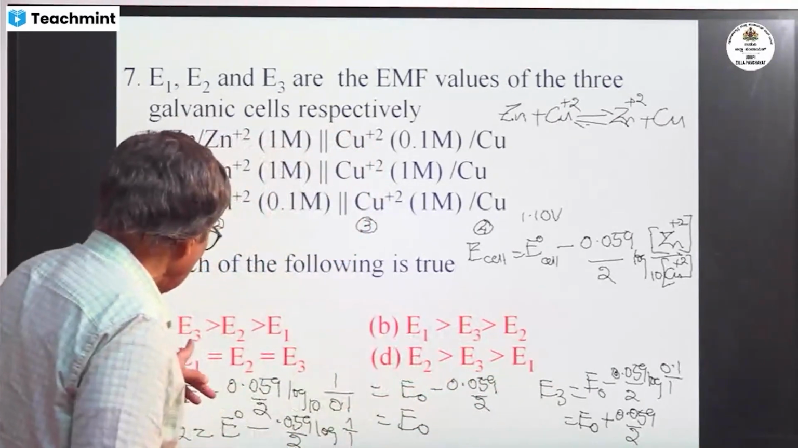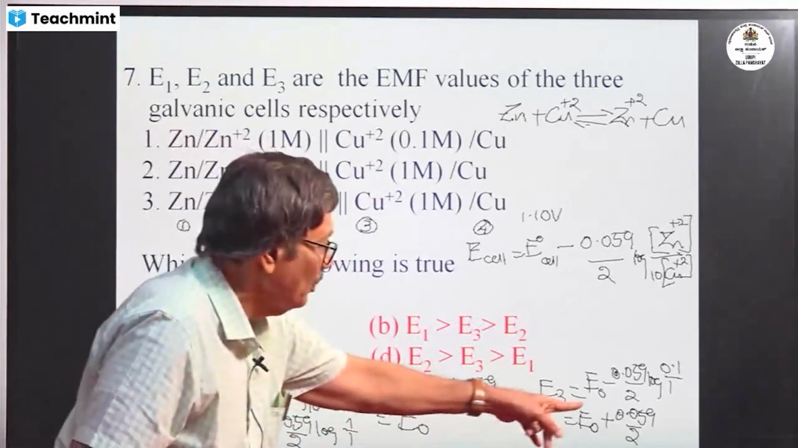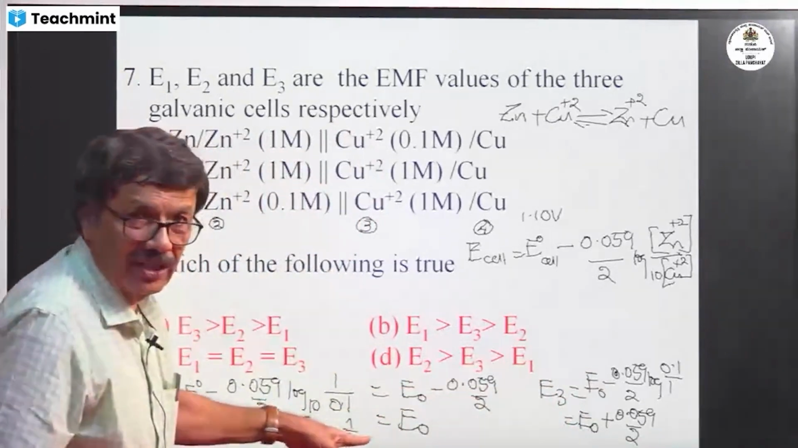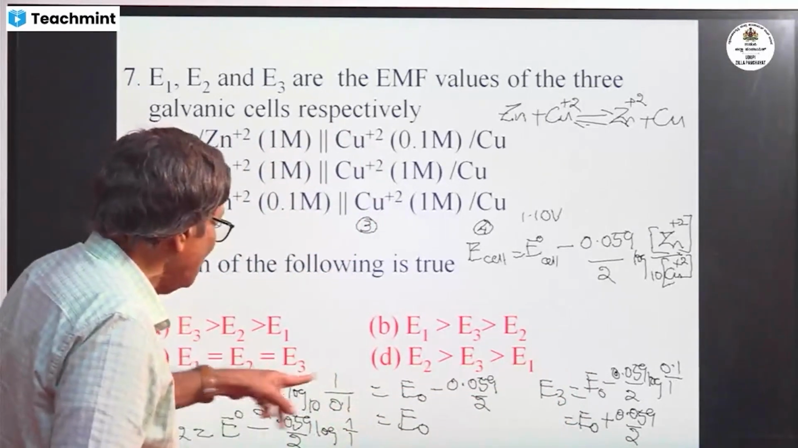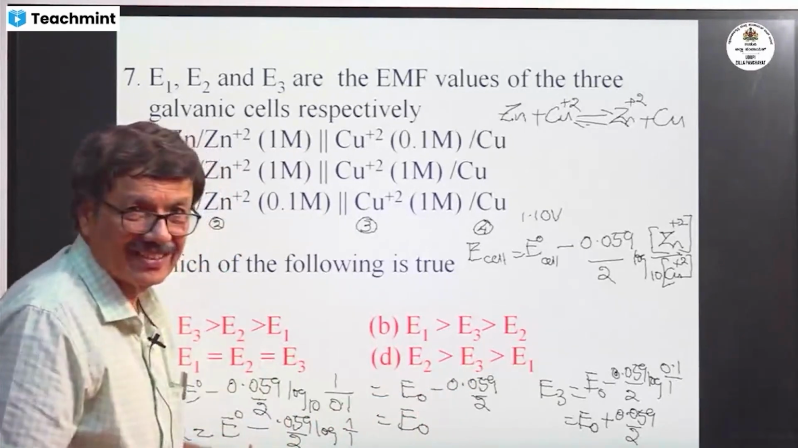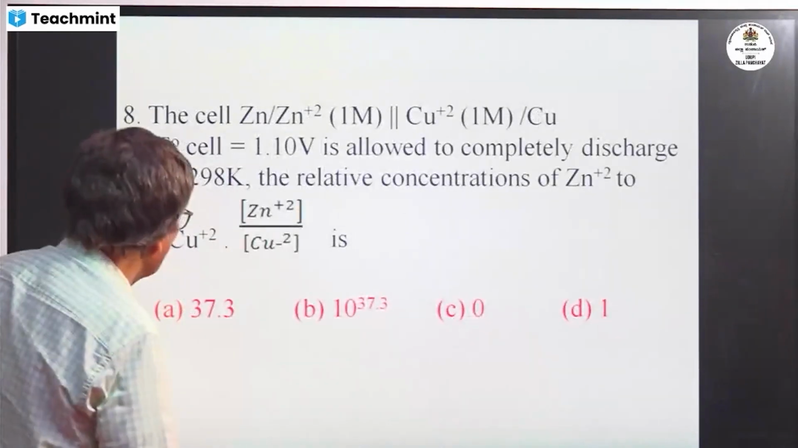E3 is the highest because it is E naught plus 0.059 by 2. E2 is the next because it is only E naught. E1 will be the least because it is E naught minus 0.059 by 2. So this is the right answer. Hope that it is clear. We'll move on to the next one.